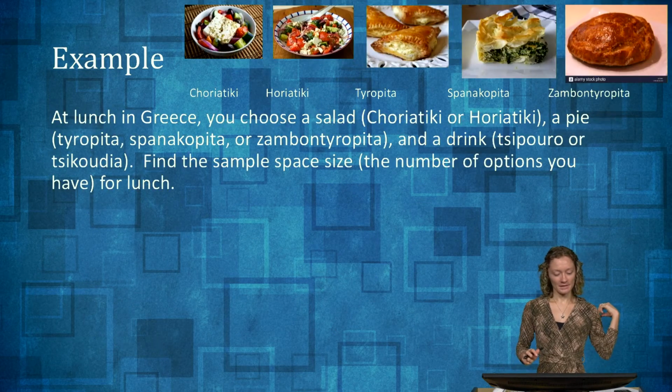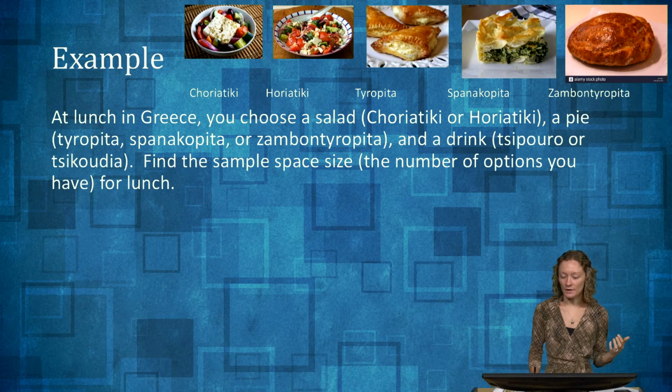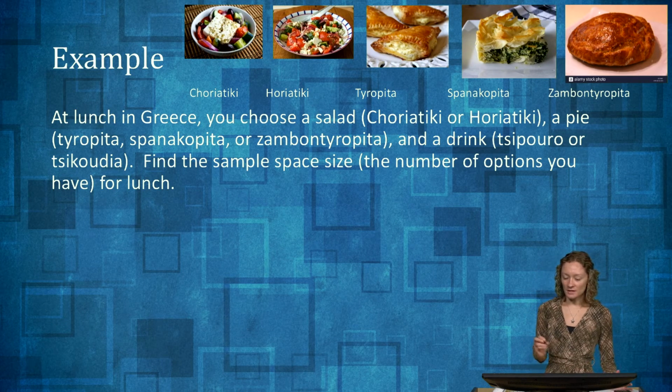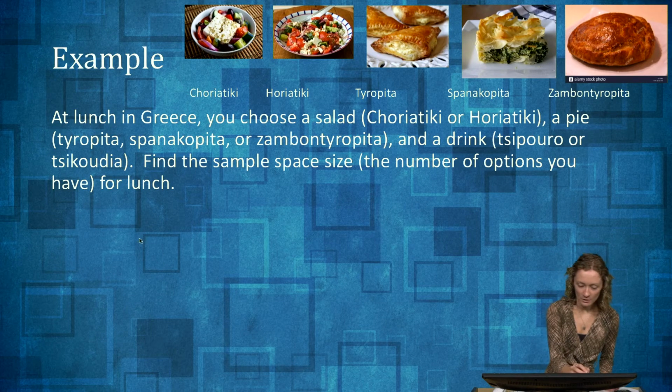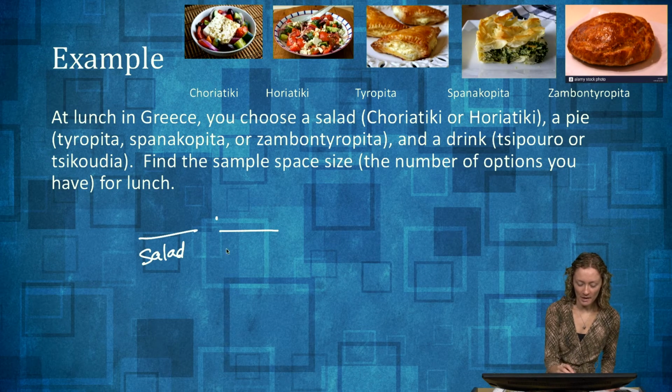All right. Let's see another example. At lunch in Greece, you choose a salad, choriatiki or horiatiki. Again, my pronunciations are probably off. A pie, tyropida, spanakopita, or zambontyropida. And a drink, tsipuro or tsikudia. Find the sample space size, the number of options you have for lunch. How many different selections are we making at lunch? We're choosing a salad. We're choosing a pie. And we're choosing a drink.